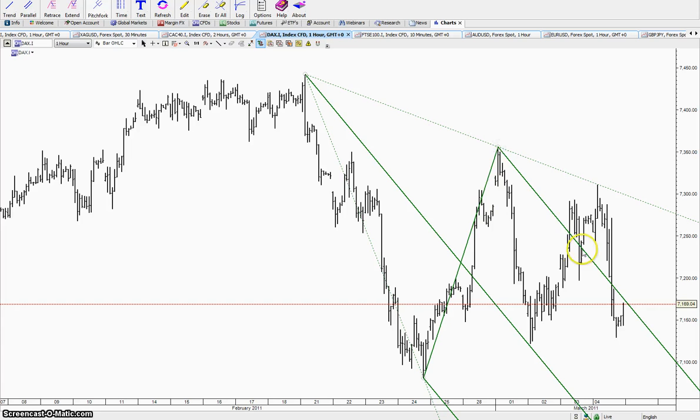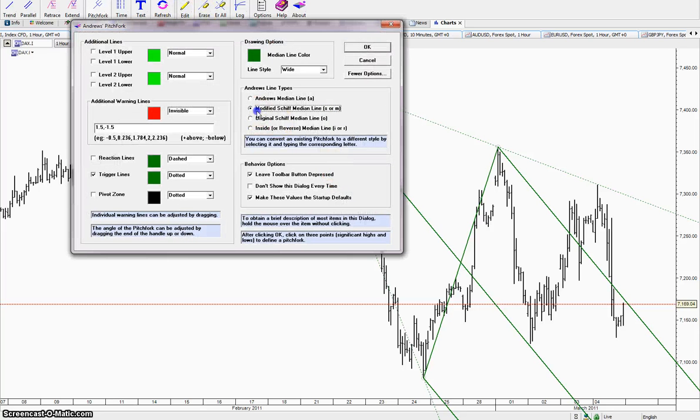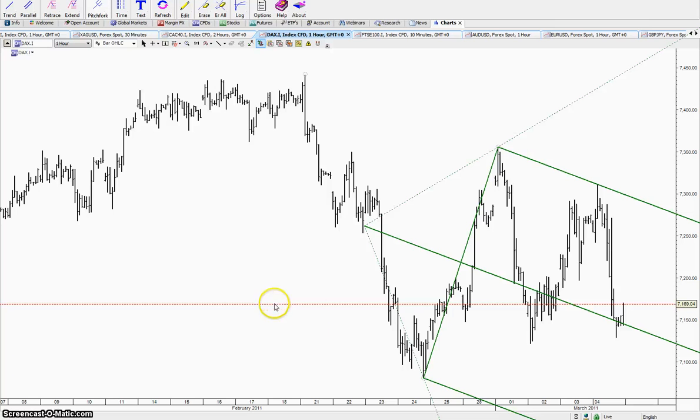Okay, it's coming down here. Notice this comes up to exactly the trigger line. I would suggest that maybe this one isn't right. I mean, that clearly tests the median line, but there's no hesitation, it just goes straight through here. So what I'm going to do is make it into a modified shift, and that sort of fixes that problem up.